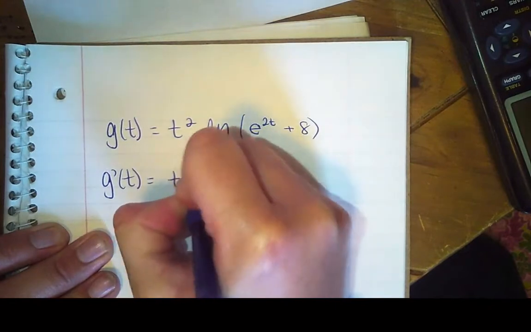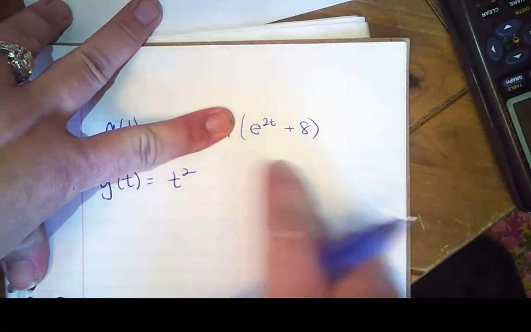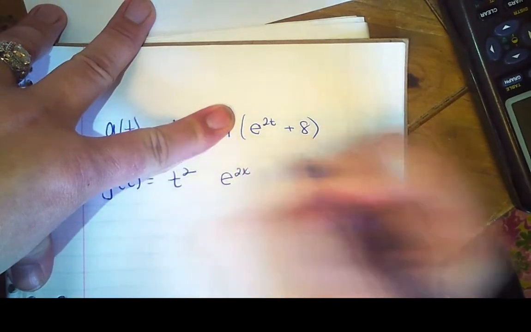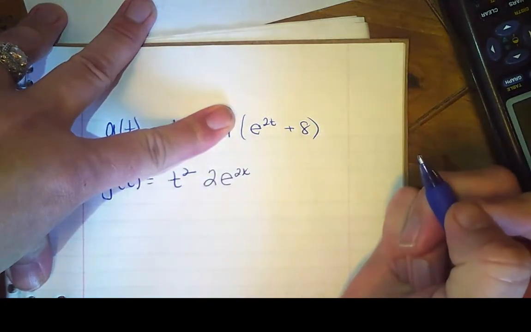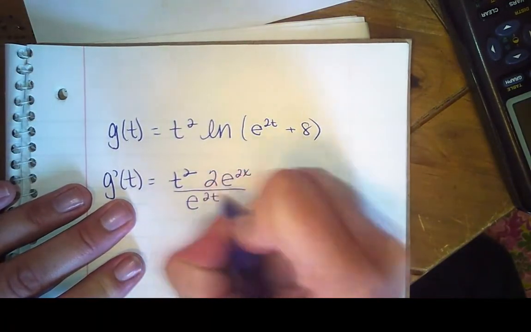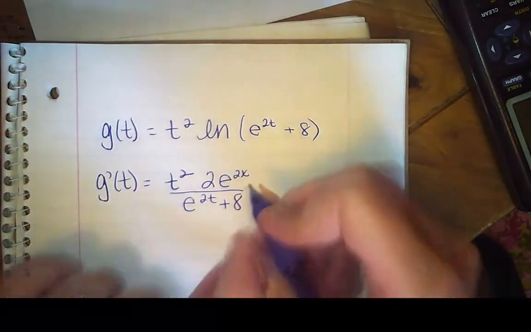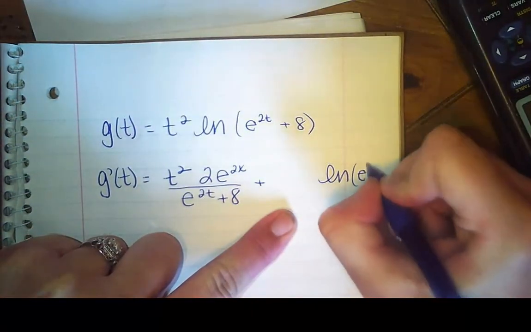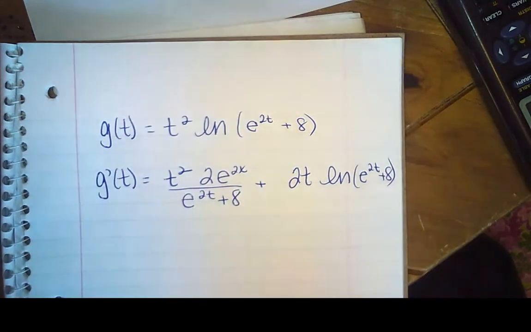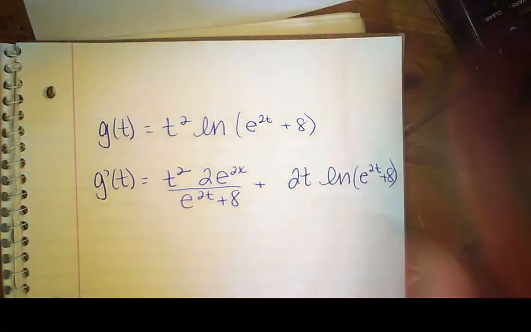So that says first times the derivative of the second. The derivative of the second is the derivative of the argument. Well, how do I take the derivative of e to the 2t? I'm going to write what's sitting there times the derivative of the exponent, all over the argument itself. So over e to the 2t plus 8. So I've got the first times the derivative of the second, plus the second, e to the 2t plus 8, times the derivative of the first, and that's 2t. Okay, so it's kind of ugly, but remember that is the shortcut. All right, so you are now ready for your Chapter 5 test.